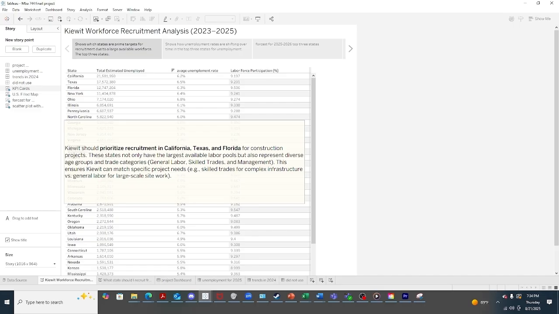For my final project for MBA 744, my analysis focuses on U.S. unemployment data from 2023 through 2025 with projections into 2026. The goal of this project is to identify the best states for Kiewit recruiting workers based on key workforce availability and participation metrics.